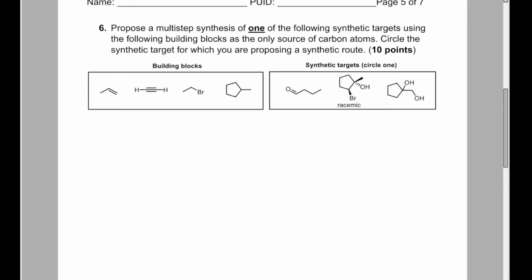6. Propose a multi-step synthesis of one of the following synthetic targets using the following building blocks as the only source of carbon atoms. Circle the synthetic target for which you are proposing a synthetic route. For this problem, the only thing you need to do to get full points is to choose one of these, but I'm just going to show possible ways to synthesize all of them. So let's start with this one on the left. I'm just going to label it number 1.